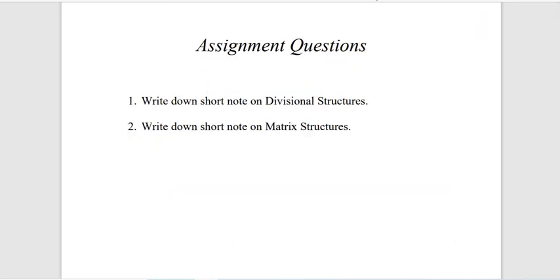So these are your assignment questions. Write a short note on divisional structure, three types of it, and a short note on matrix. Simply you have to draw a figure. Do not write a paragraph or anything. You can simply draw the figure and upload it in the RNWIET application for attendance purposes. So now your lecture is completed.